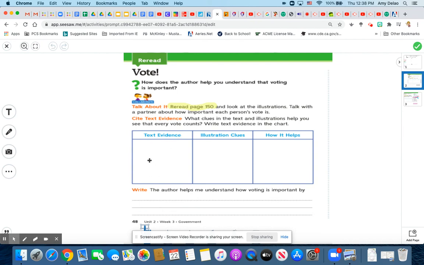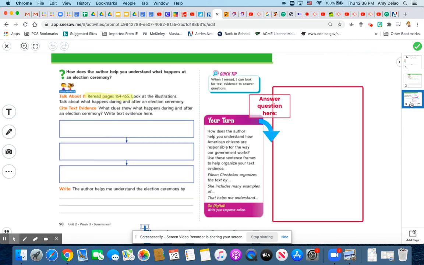How you know is what you write here with the words. How did the pictures help you? And how does voting actually help? How every vote does count. And then how the author helps you understand why voting is important. Over here, it tells you what pages to go back to, 164 and 165.